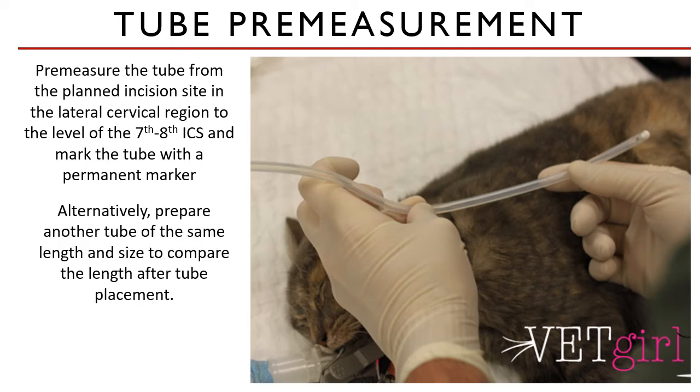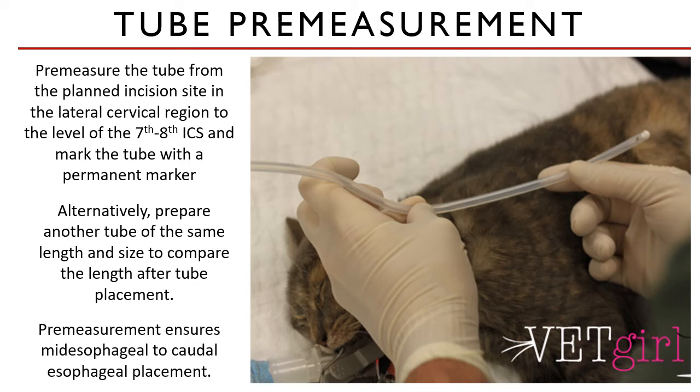Alternatively, prepare a tube of the same size and length as what you are going to use and make this a guide for when you are placing the tube. Again, this ensures that the distal tip of the tube will end mid-esophagus or in the caudal esophagus.